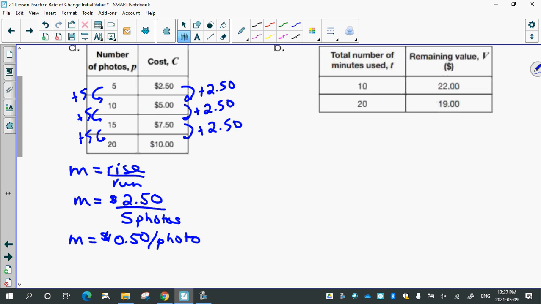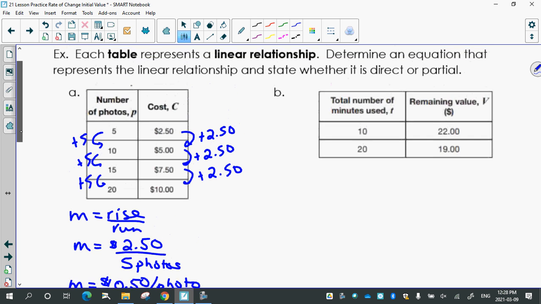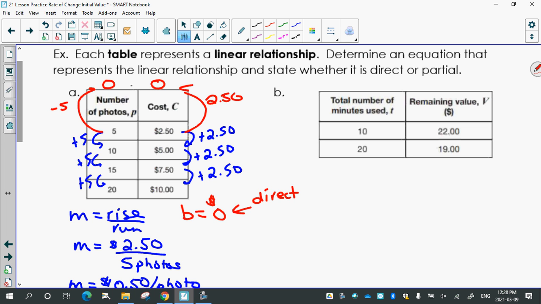So for the first one, I got my rate of change to be 50 cents per photo. Yes? Everybody good there? Okay, initial value, it's really easy to do common sense. So if you go back 5 here to get to 0, you go back $2.50. Agreed? Because you're always going up $2.50 every time you go up 5 photos. And that puts you at 0 as well. So initial value is $0. That means it's direct. Is everybody good on that?